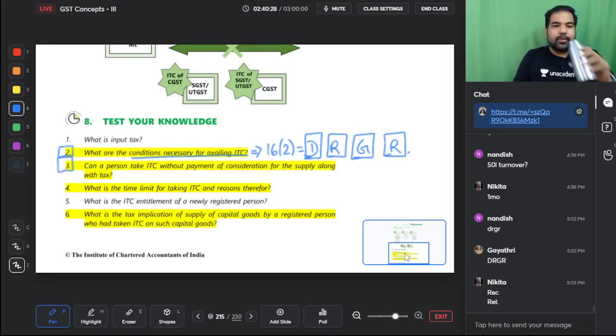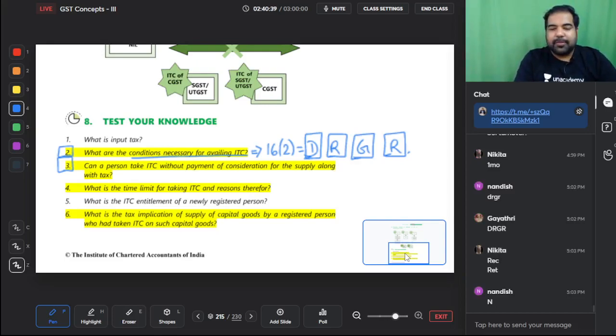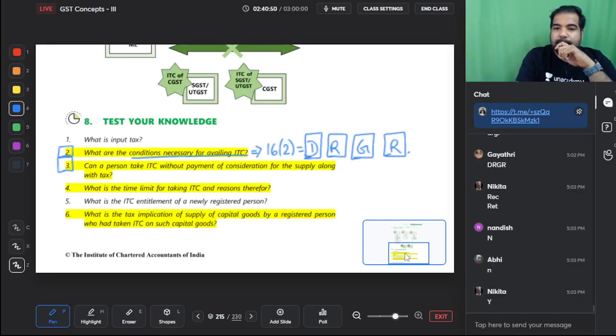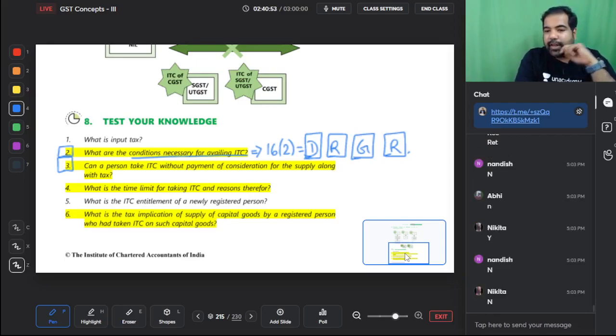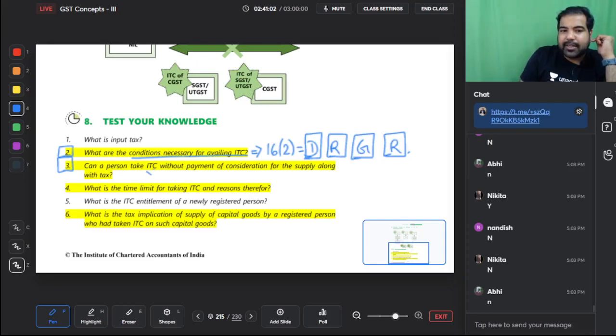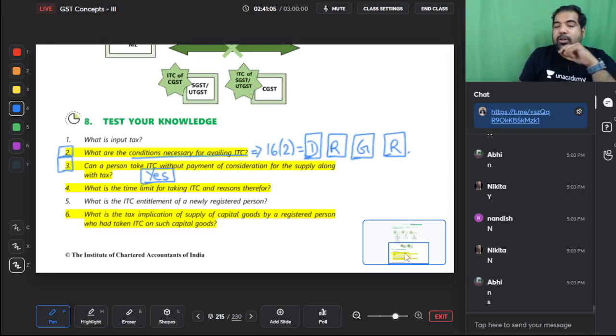Next question, guys, please read. Very, very conceptual, good question. Guys, read it carefully. Can a person take ITC without payment of consideration for the supply? Guys, in business, do you pay immediately? No. But can you still take credit? Yes, they can take ITC even without payment. So by how many days do you have to pay? You have to pay in 180 days.